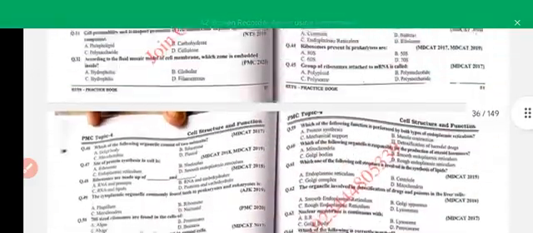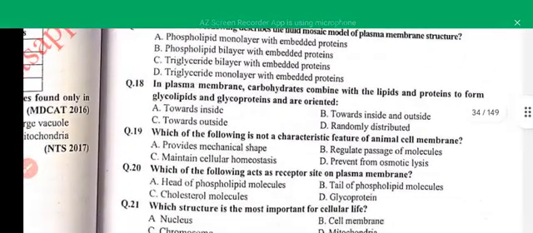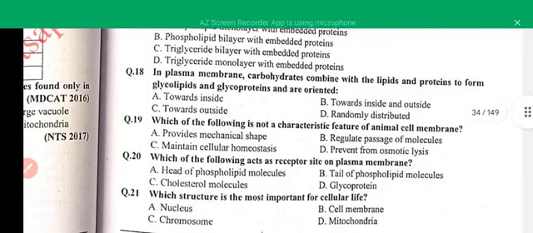Okay, best. Then, which one of the following is not a characteristic feature of animal cell membranes? Provide mechanical shape. It provides mechanical shape to some extent, but not as much. Maintain cellular homeostasis, correct. Regulate passage of molecules, correct. Prevent osmotic lysis, good for the cell wall, not for the cell membrane. So the correct option must be D.